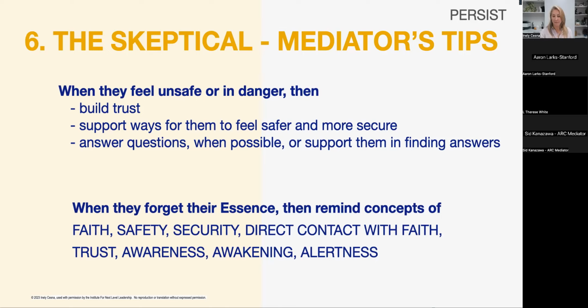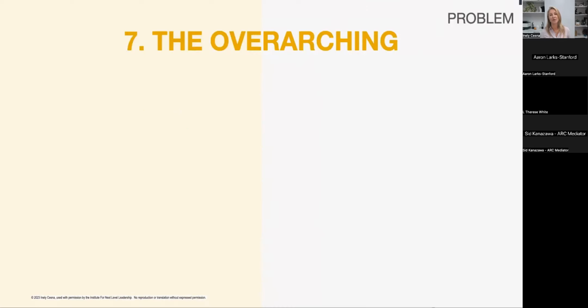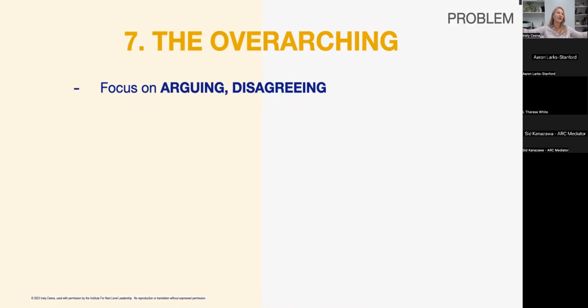Okay, now let's go to barrier number 7. We call barrier number 7 the overarching. That's the one that is trying to grab everything. It's arguing about everything. It's disagreeing about everything. You're talking about this issue, but the person is already talking about that issue and the other issue. And so there's like this multiplicity of matters, issues, and arguments going on all at the same time.